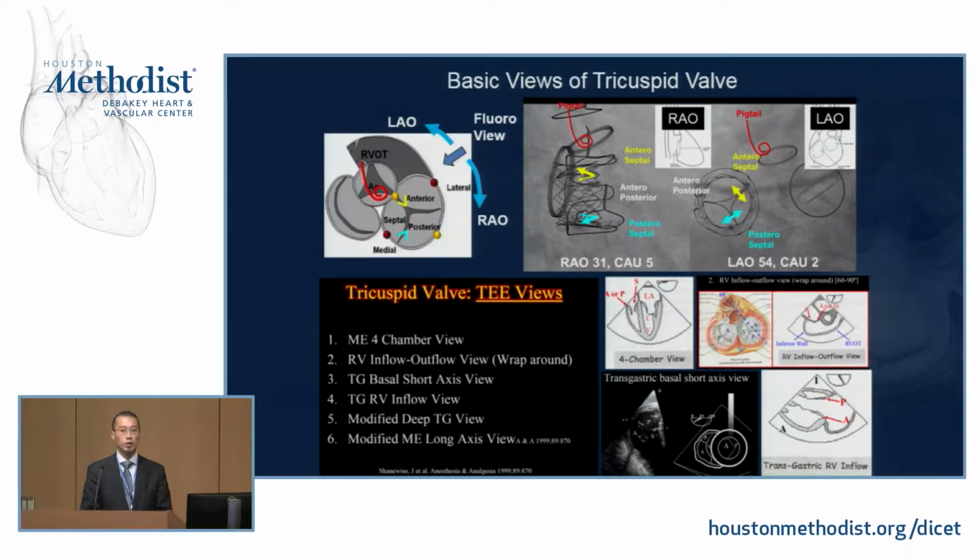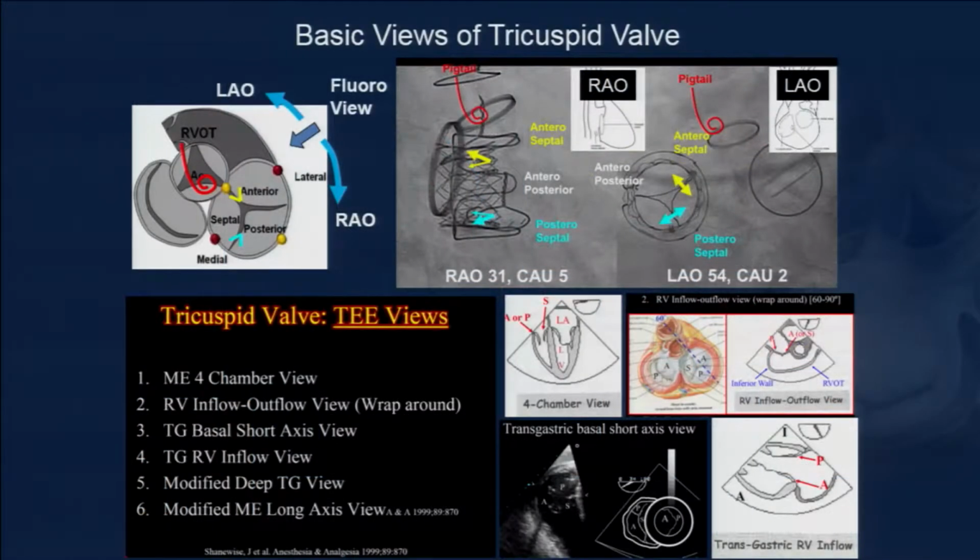This is just some of the basic views of the tricuspid valve on fluoro. You can see here, this is a nice image showing a tricuspid valve prosthesis with a Sapien valve inside. And you can see that on the RAO view, essentially, anterior septal, posterior septal are roughly located this way. And you can imagine a pigtail can be placed in the aortic root. If you look at the LAO view, where you're now actually looking at the valve directly from your feet, you can see this is roughly where the leaflet commissures would be.